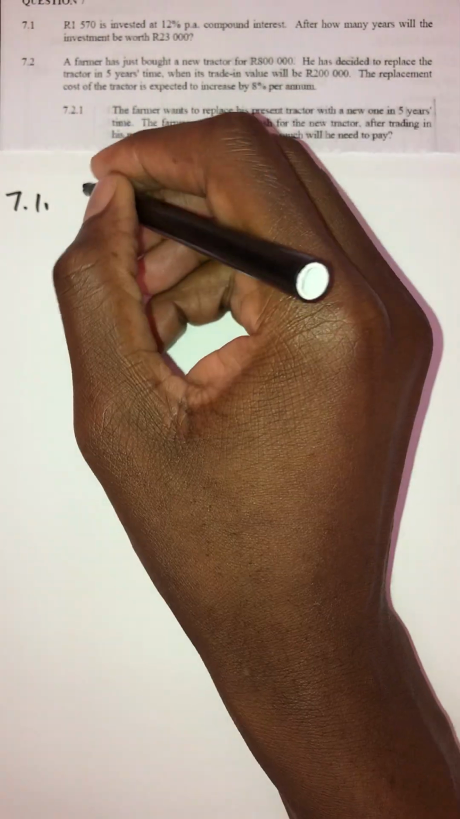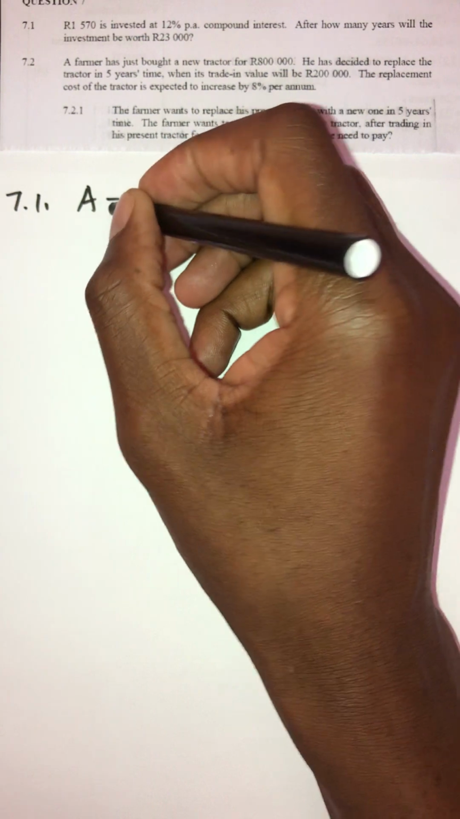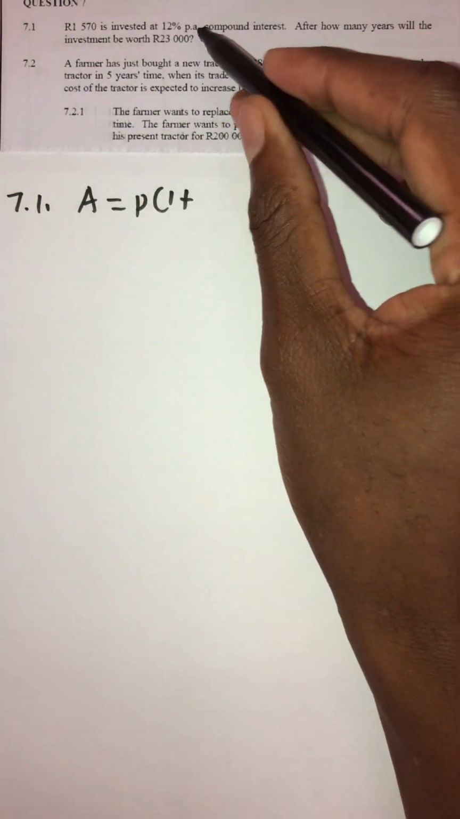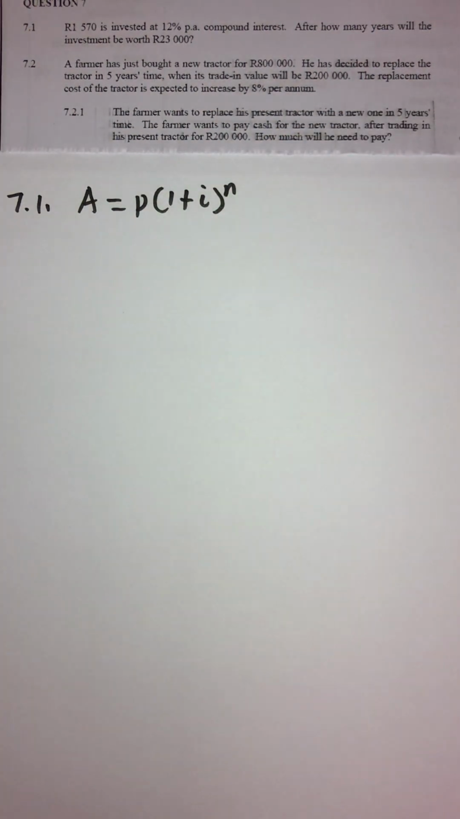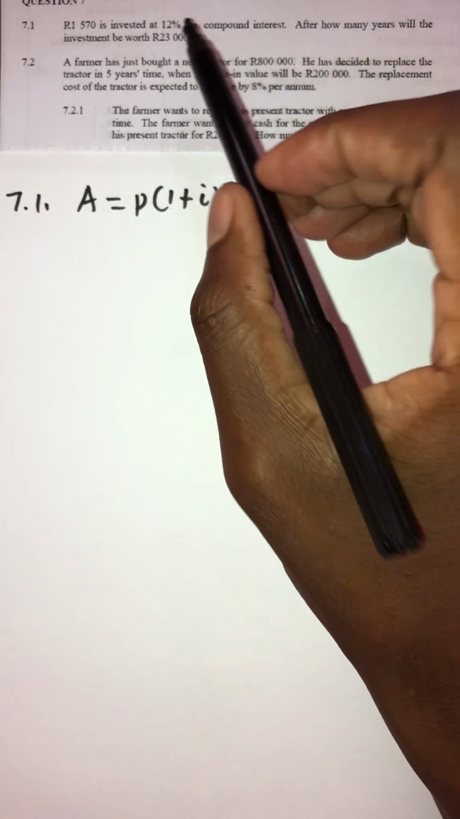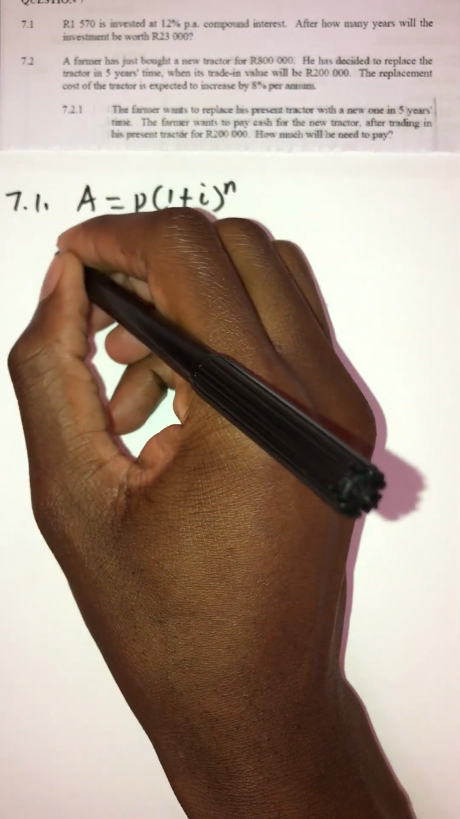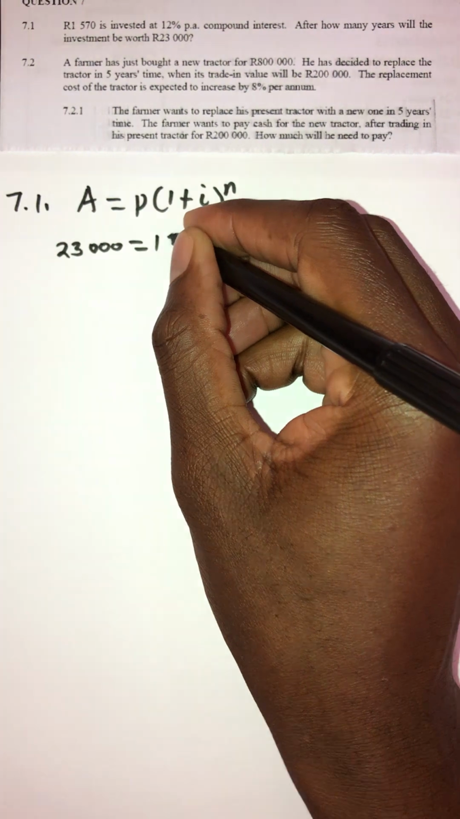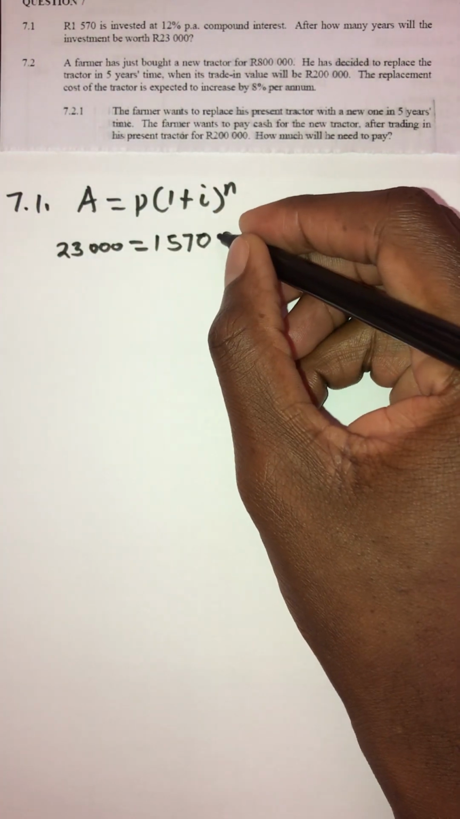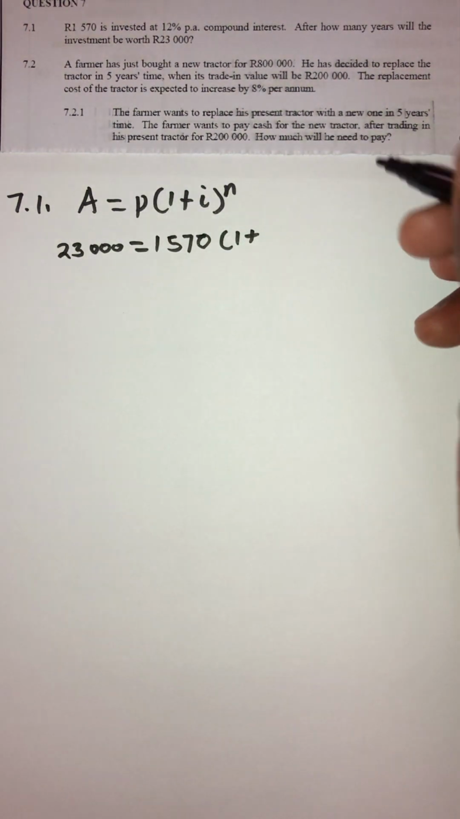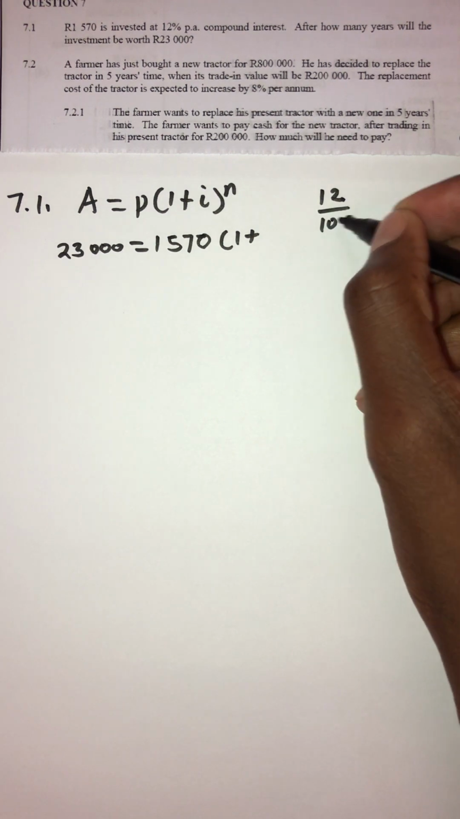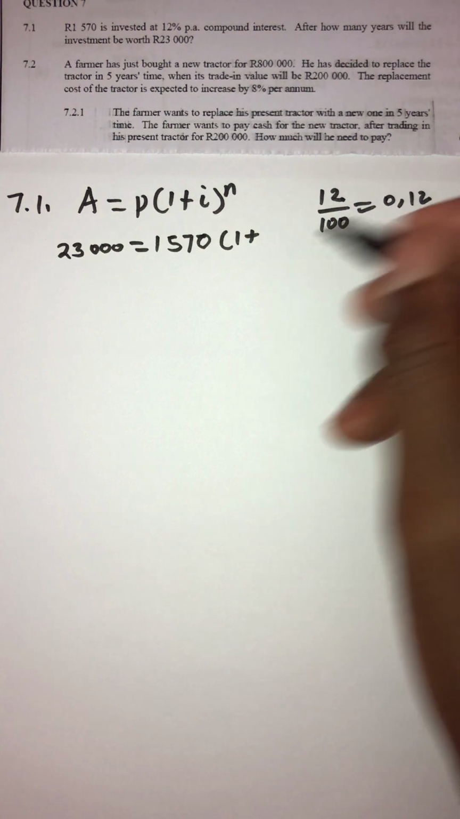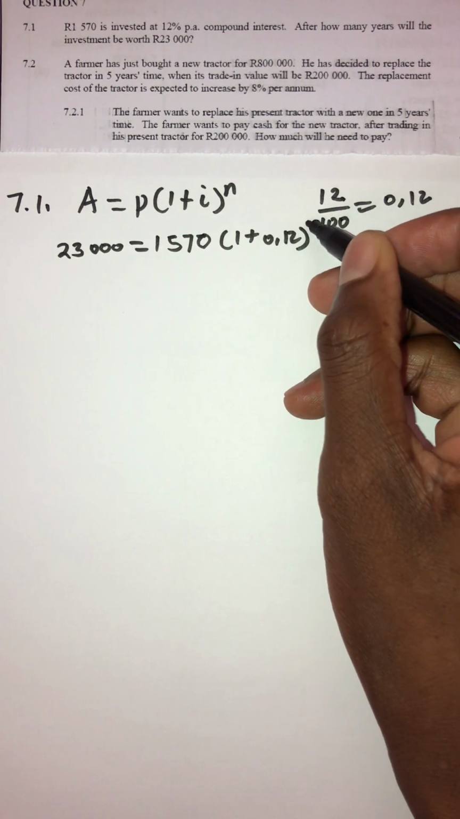7.1. We are going to say they said it's compound interest, so A is equal to P(1 + i)^n, since they said per annum. Now, what is A? Like I said, A is our accumulated amount, the total amount after the number of payments. So the total amount is 23,000. So here we're going to have 23,000 equals the money that has been invested, which is 1,570 Rand, times (1 + i). We are given i as 12, so we divide 12 by 100, and then we get 0.12.